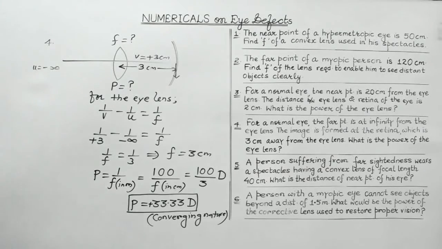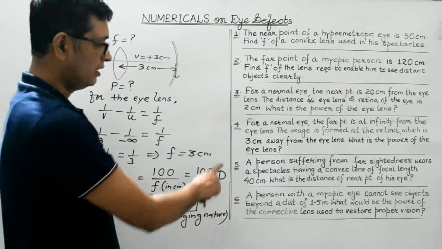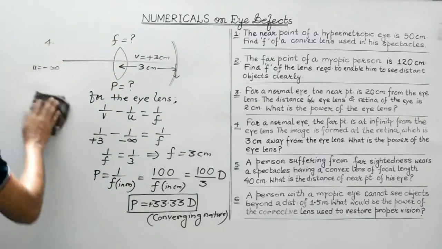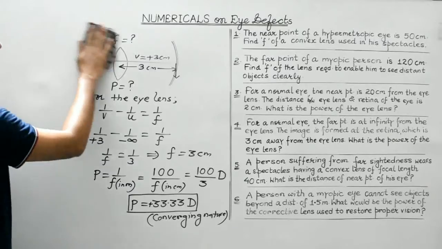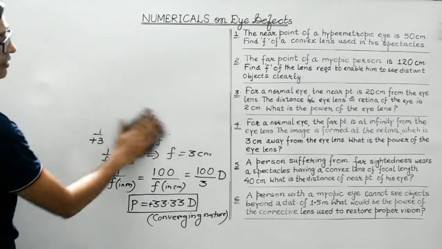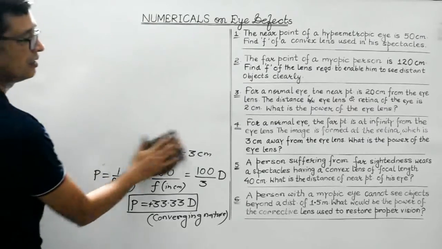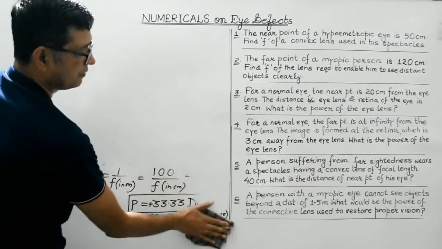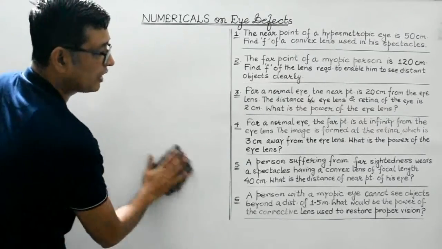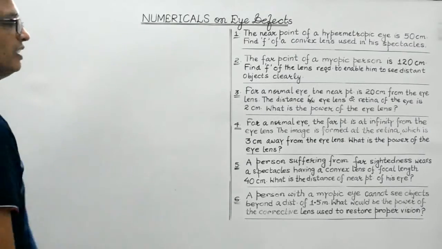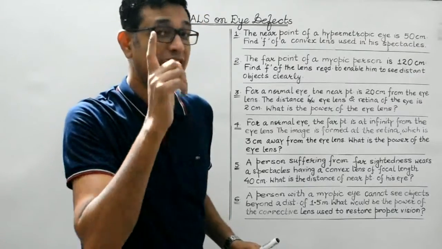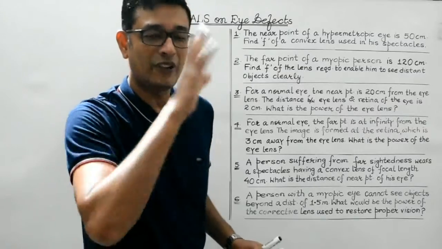Okay, let's proceed to the next question then. In the last two questions, we can make use of the formulas directly, right? So question number 5. A person suffering from farsightedness. Farsightedness means hypermetropia. Wears a spectacles having a convex lens of focal length 40 centimeter. What is the distance of near point of his eye? Near point of a normal eye is 25 centimeter.